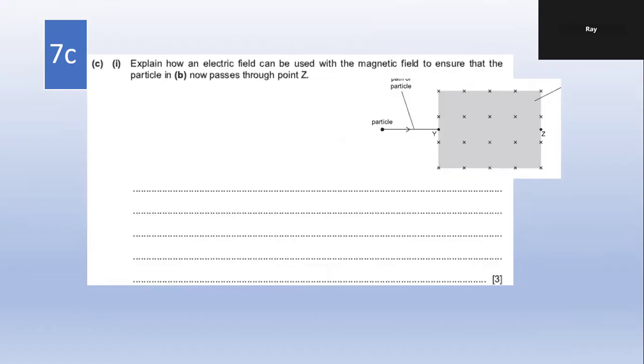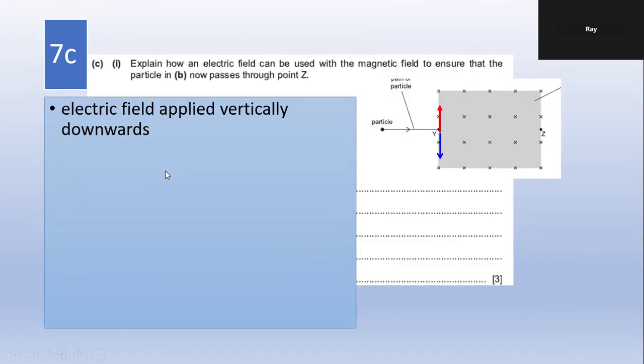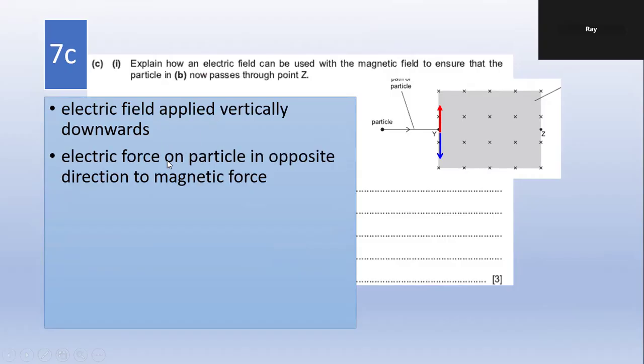First, you have the electric force and the magnetic force. You need the electric force to be downwards to balance it, so the electric field must be vertically downwards.